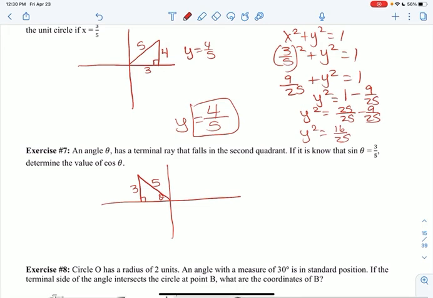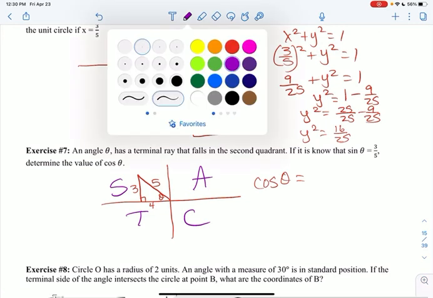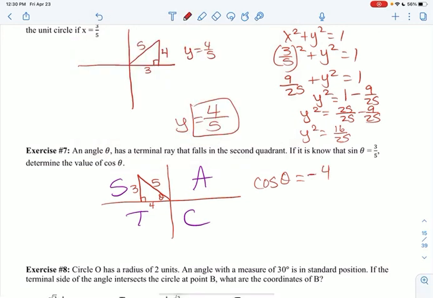Well, this has to be a 3-4-5 triangle. You can use the Pythagorean theorem, but to find that missing side, that's one of the Pythagorean triples. So therefore, the cosine of theta is 4/5. But remember, I'm in the second quadrant. In the second quadrant, cosine is negative. So this is going to be negative 4/5.